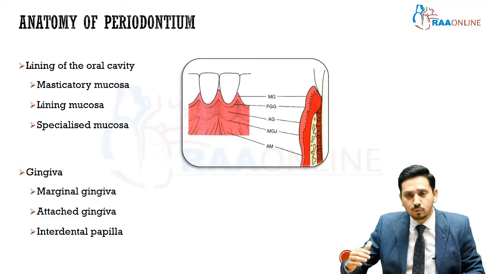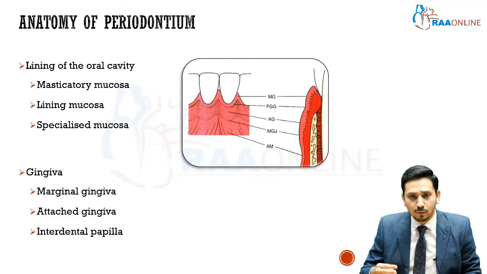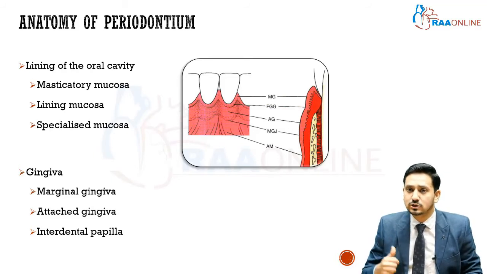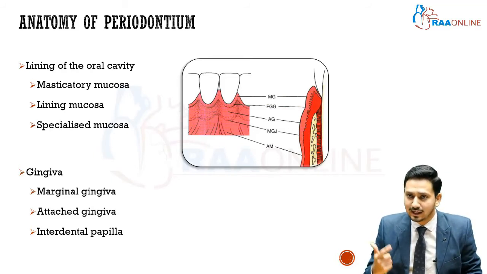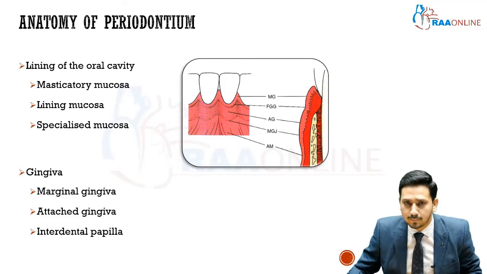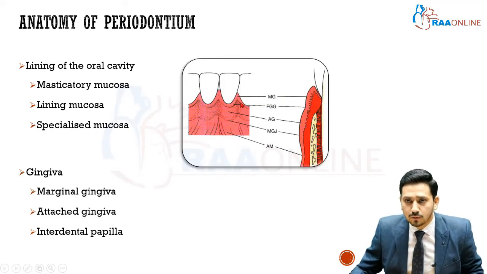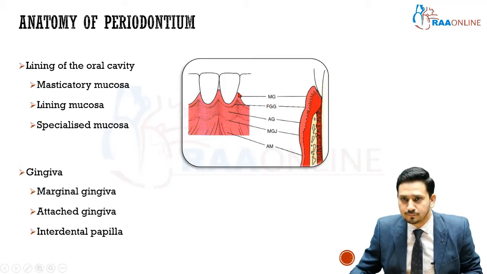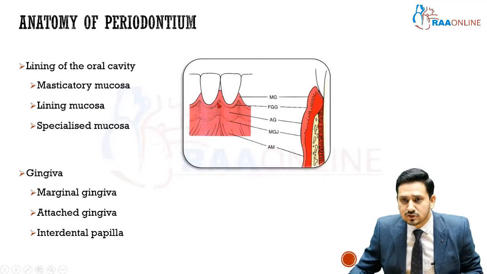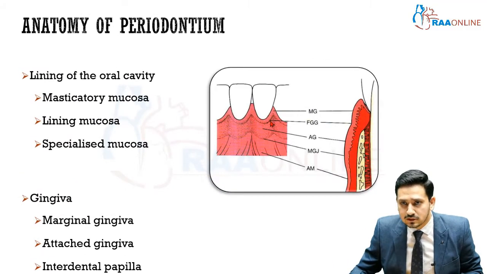Now we move on to the gingiva. Gingiva is divided into three important categories. One is your marginal gingiva, second one is your attached gingiva, and third one is your interdental papilla. Please look into this picture very carefully. Your MG refers to your marginal gingiva. So this portion, where it has been marked MG, refers to your marginal gingiva, and then this FGG represents free gingival groove.